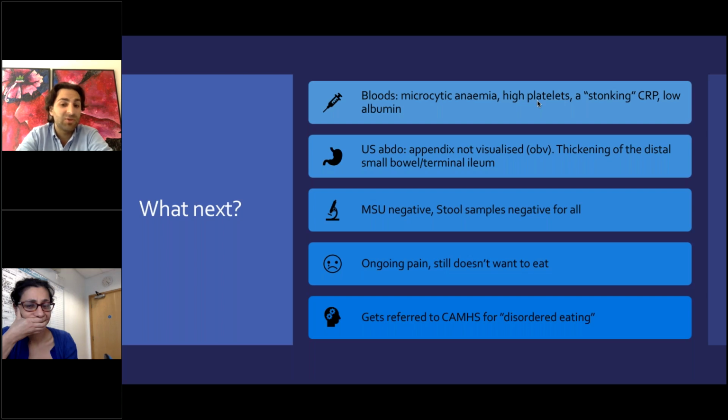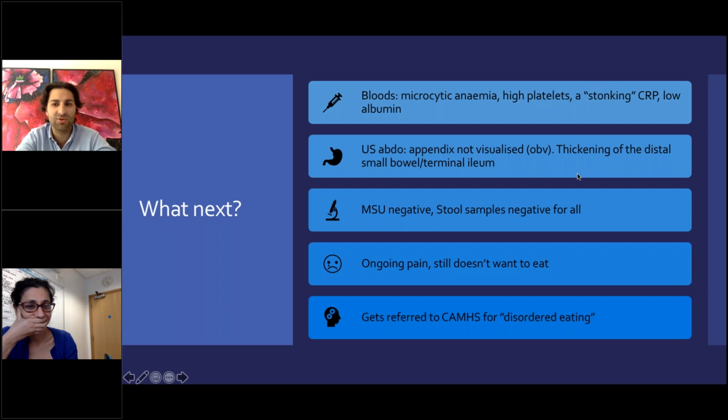Her MSU was negative and her stool samples showed no organisms, but she still has pain. We're now a few days down the line and she still has pain and she still doesn't want to eat. And so she gets referred to the CAMHS team for disordered eating. But you're working with Saskia, and Saskia said, actually, I think maybe we should speak to the gastro team about this, because there's something a bit fishy about this.